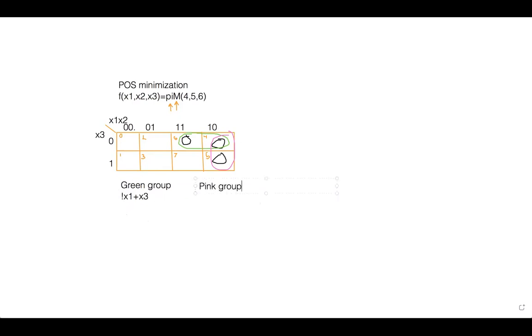For my pink group, I'm going to have x of 1 stayed the same at 1. So remember, just flip that. And then x of 2 stayed the same at 0, so make that 1 because it's product to sum. And then x of 3 changed from 0 to 1, so we don't include that. Remember, it's product to sum, so we do summing right now. And then when we group all the max terms together, that's when we do the product.